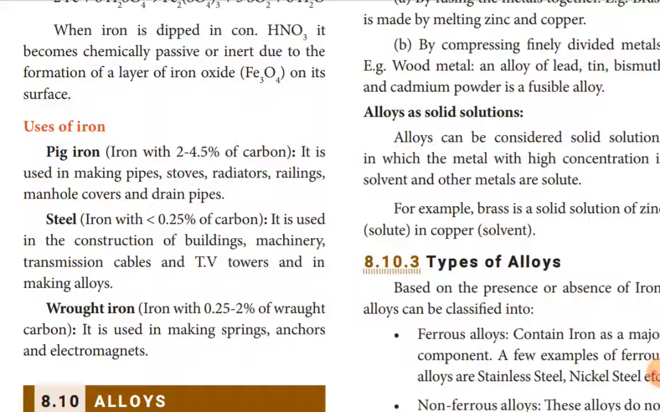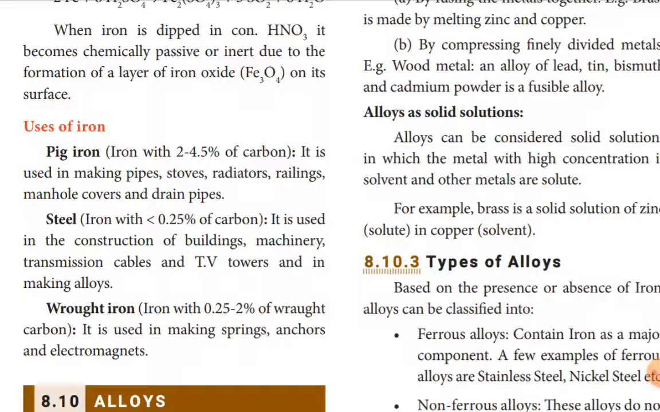Pig iron consists of 2 to 4.5 percentage of carbon. In steel, less than 0.25 percentage of carbon. Wrought iron, 0.25 to 2 percentage of carbon.